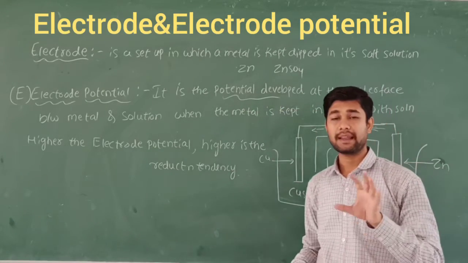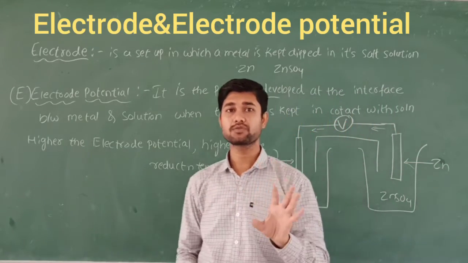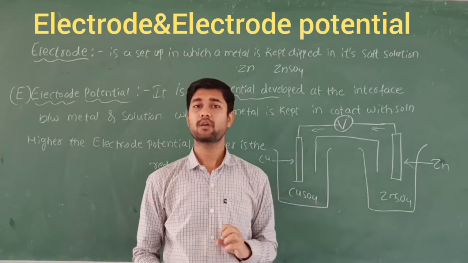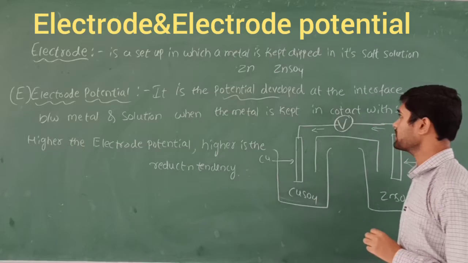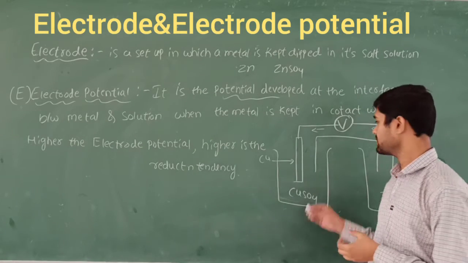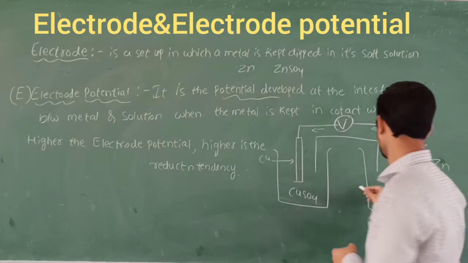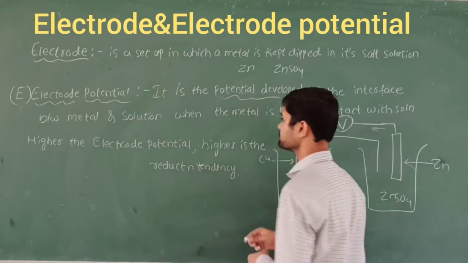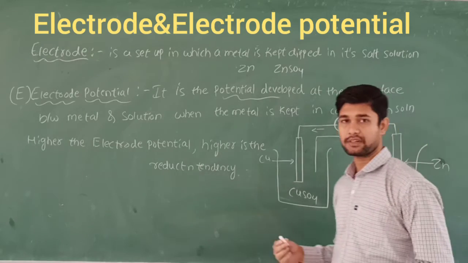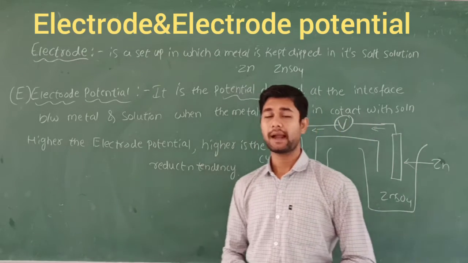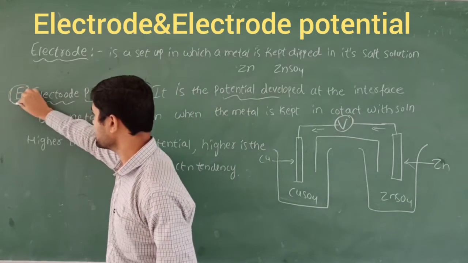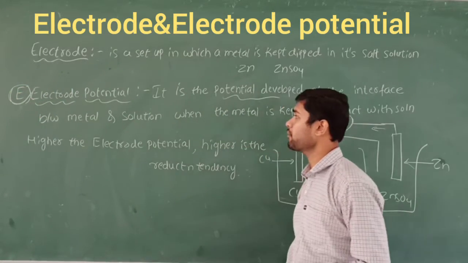Because of the natural tendency to lose or gain electrons when a metal is kept in its own solution, a potential develops at the interface between the metal and the solution. Here it is a metal and a solution. When the metal is kept in contact with the solution, that is called electrode potential, designated by the capital letter E. That is, E indicates the electrode potential.